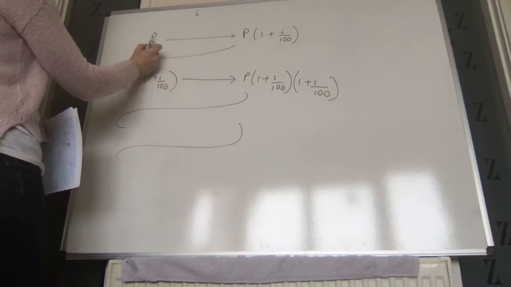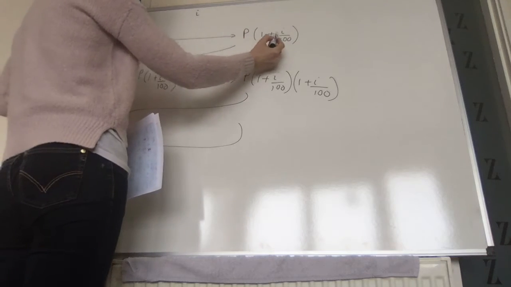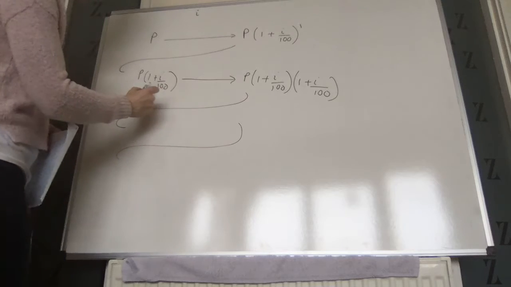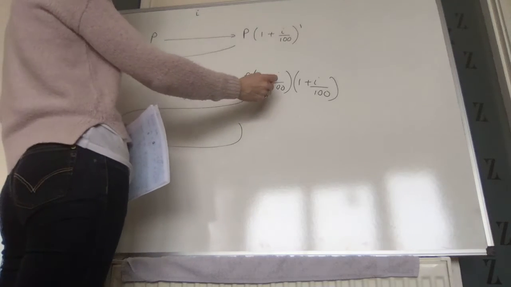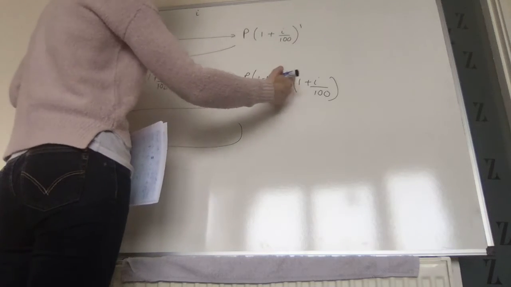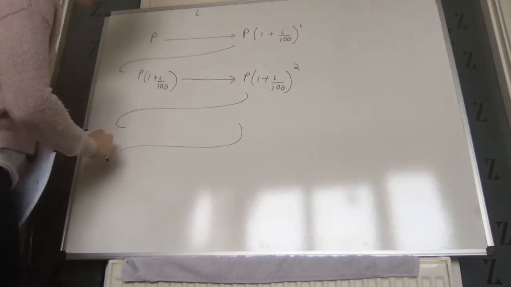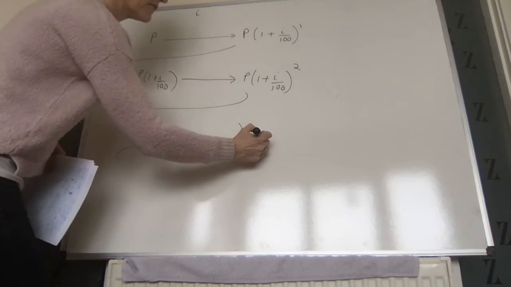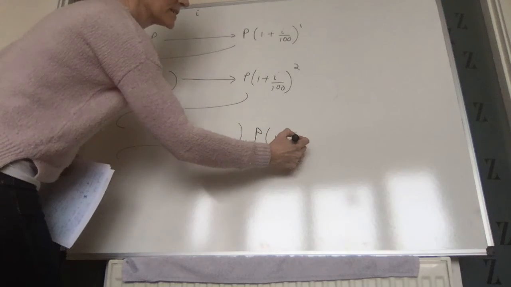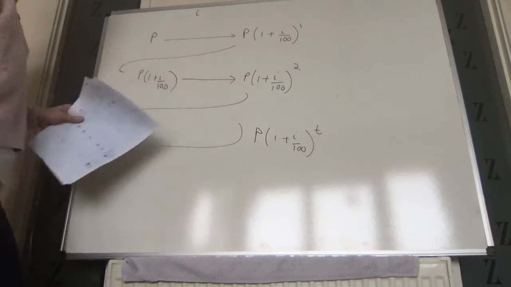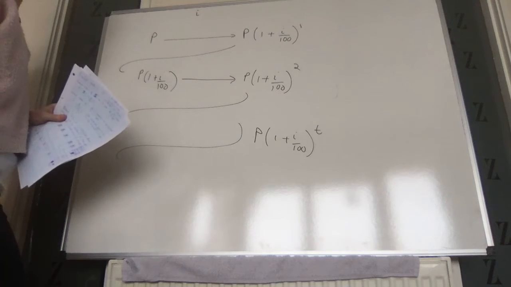So as you can see, after 1 year, you have P times 1 plus the interest rate as a decimal to the power of 1. At the end of 2 years, you have P times 1 plus the interest rate as a decimal to the power of 2. And at the end of T years, you will have P times 1 plus the interest rate as a decimal to the power of T. Now that should be no surprise, we would have done that before.